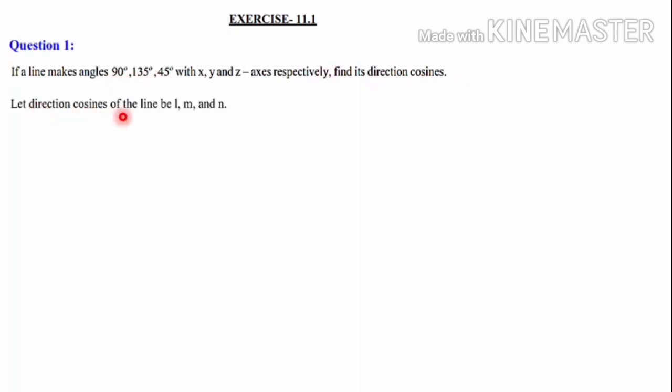Let the direction cosines of the line be L, M and N, the usual representation. L is equal to cos the first angle 90 degree, cos 90 degree, that is equal to 0. M is equal to cos 135. Here this cos 135 value we have to find out. I'm going to use a logical method. You can use any method, formula also you can use, it's not a problem.